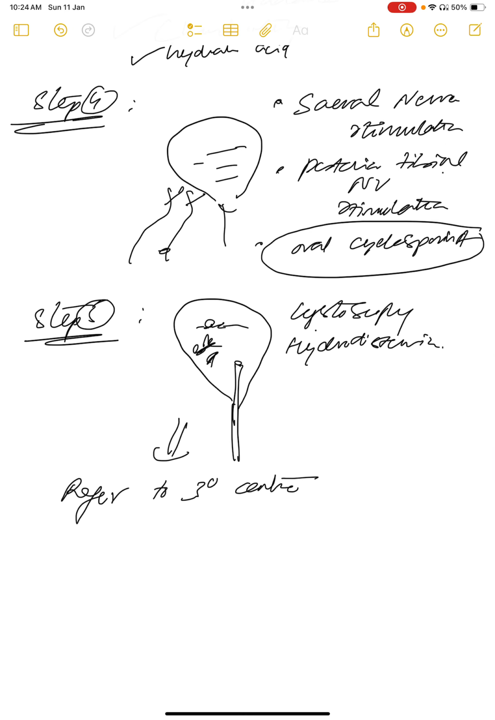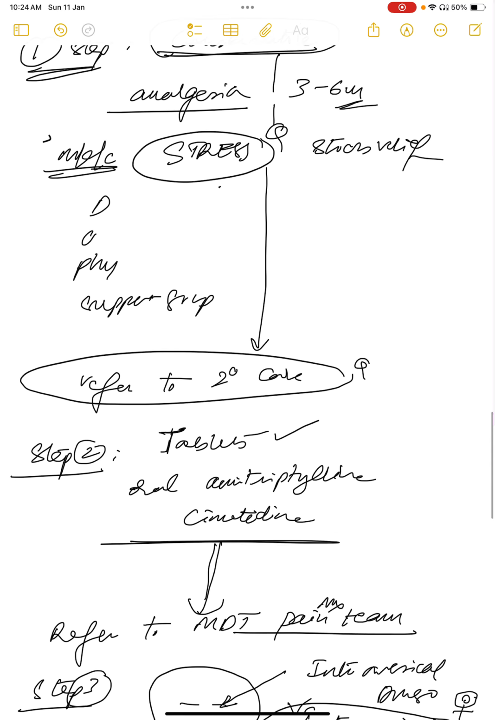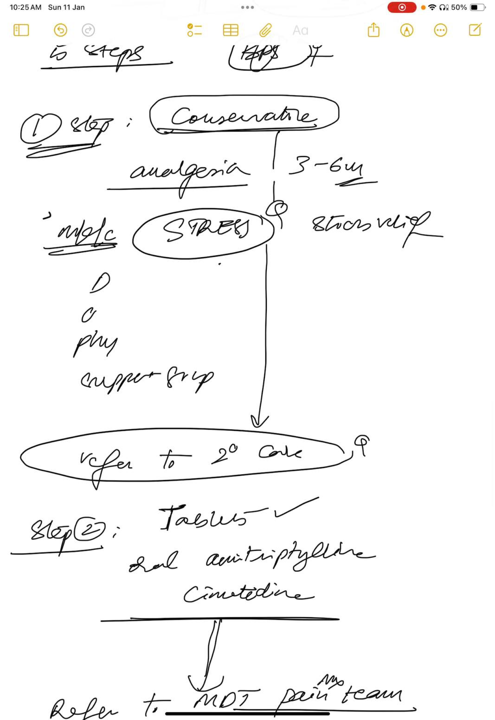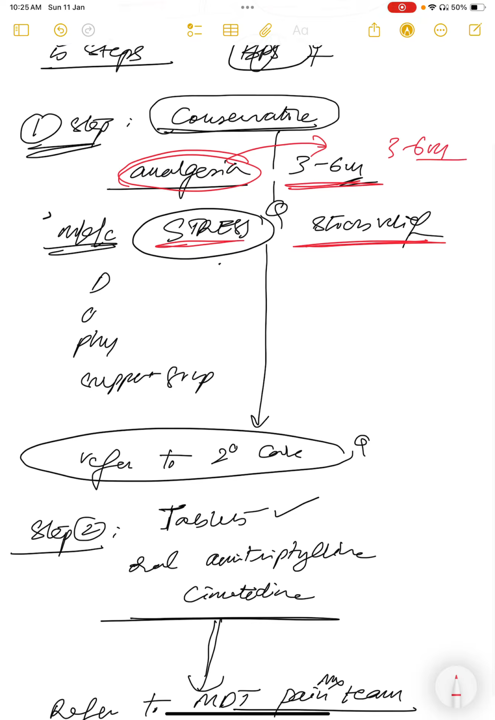Sorry for this. So for management, there are 5 steps. Step one is conservative management. So if pain is there, you'll go for analgesia. The most common cause is stress, so stress relief. Analgesia also you'll try for at least 3 to 6 months.